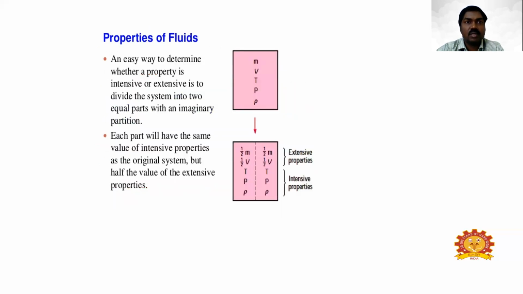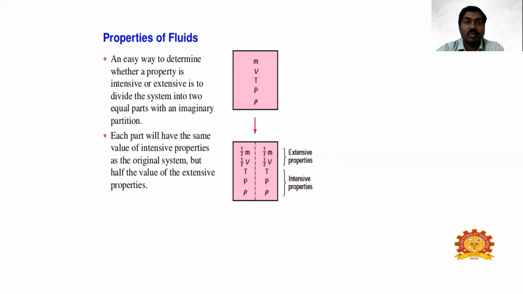So now we are able to see the properties of fluids. The easy way to determine whether a property is intensive or extensive is to divide the system into two equal parts with an imaginary partition. Each part will have the same value of intensive properties as the original system, but half the values of extensive properties. So we can see in the image above that the system has been split here.